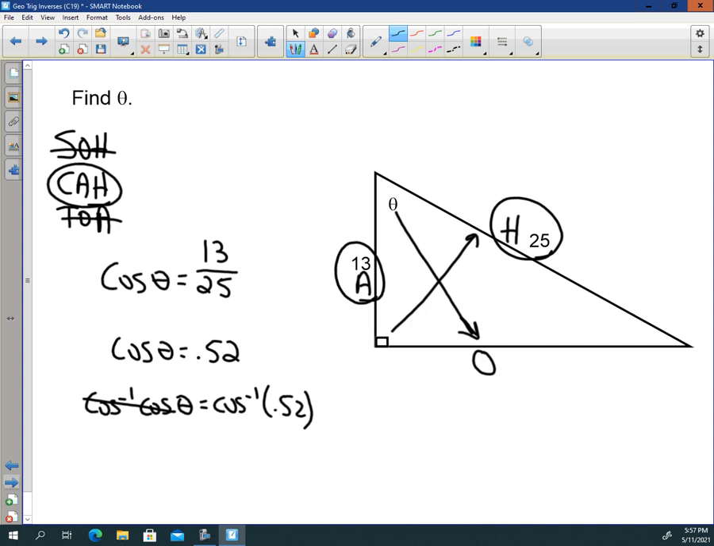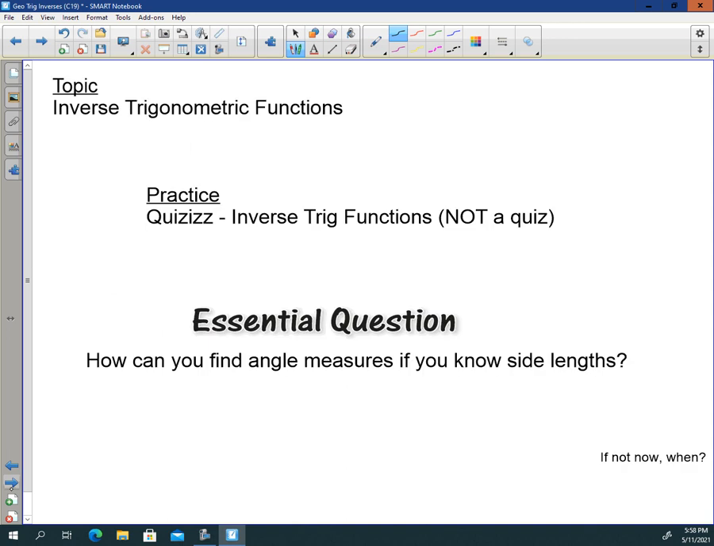So I'm going to plug in 0.52 and then second cos, and I get 58.67. So the angle is 58.67 degrees. And we're done. The process is very much like using trig to find side length. It's just that you're using the inverse function to take side lengths and turn them into angle measures. And that, my friends, is inverse trig.